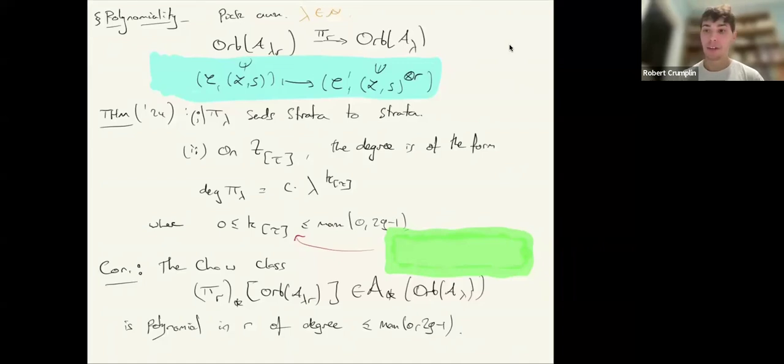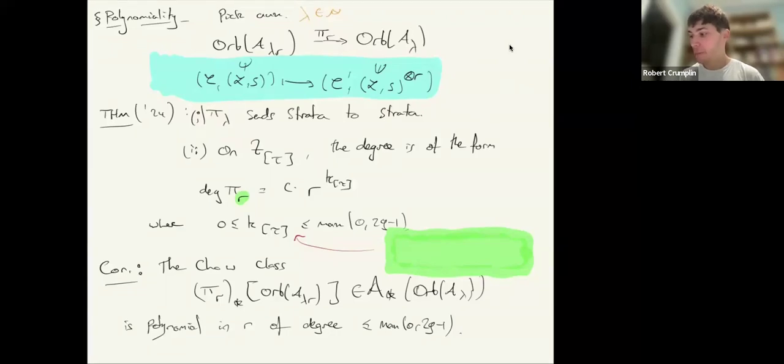And also you can calculate the degree of this map restricted to a stratum, and it's actually a monomial in the routing parameter. Actually, here's a little typo. I changed my lambdas to r's, so this should be a, oops. There's the degree of pi r, and this is c r to the k tau. K tau is just some number depending on the stratum, and it lives between 0 and 2g minus 1.